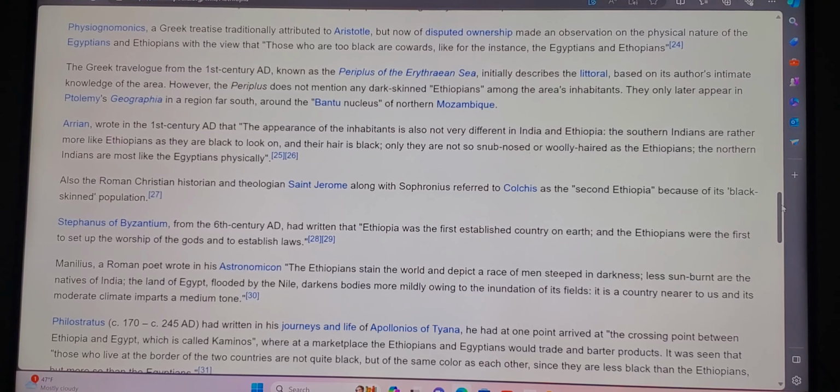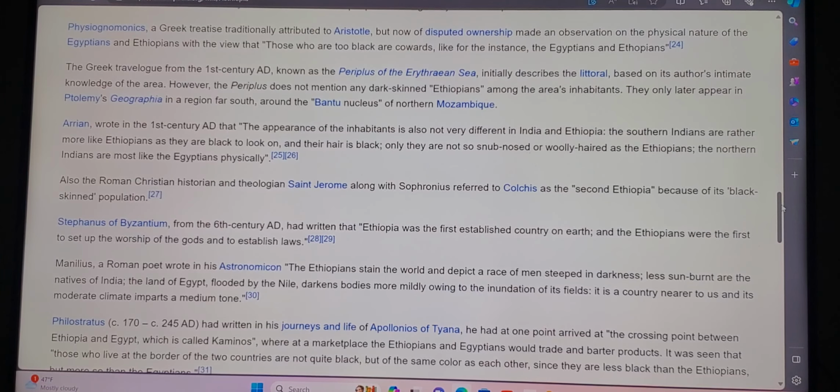Arrian wrote in the 1st century AD that the appearance of the inhabitants is also not very different in India and Ethiopia. The southern Indians are rather more like Ethiopians, as they are black to look on and their hair is black, only they are not so snub-nosed or woolly-haired as the Ethiopians. The northern Ethiopians are most likely the Egyptians physically.